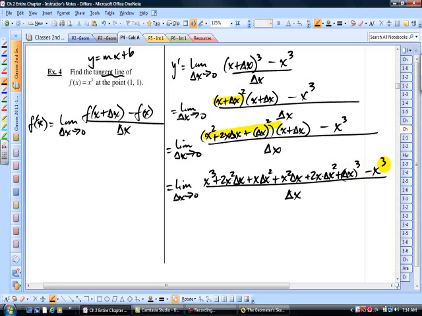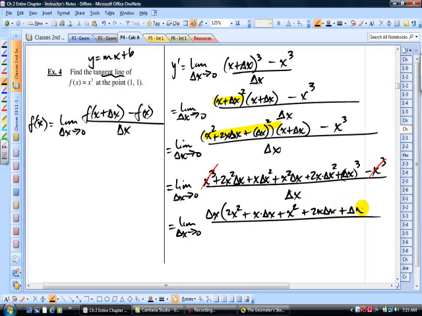And then you're going to simplify these things. I notice that the cubes cancel. That's cool. And then everything contains a delta x. So I'm going to factor it out and cancel it with the denominator. So I've got here the limit as delta x approaches 0. And then I factor out the delta x, and what do I get? I get 2x squared plus x delta x plus x squared plus 2x delta x plus delta x squared, all divided by delta x.